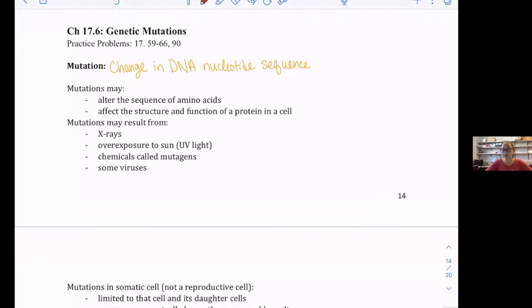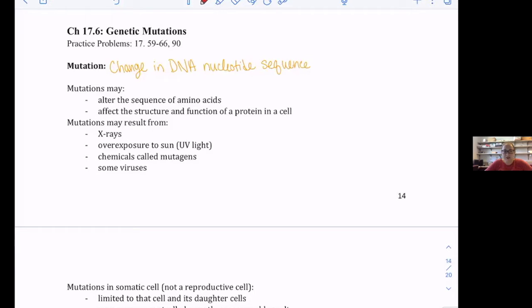They may alter the sequence of amino acids, so it might change what that protein is. It might affect the structure and function of the protein within that cell because you changed the primary sequence of amino acids. So mutations happen through x-rays. We talked a little earlier about Rosalind Franklin. She worked a lot with x-rays, but didn't realize that it was going to cause mutations in her body, and so she died really early from cancer because of it.